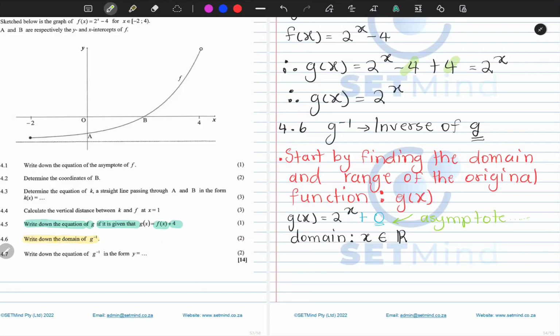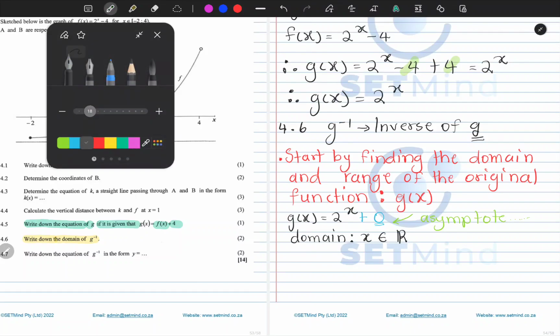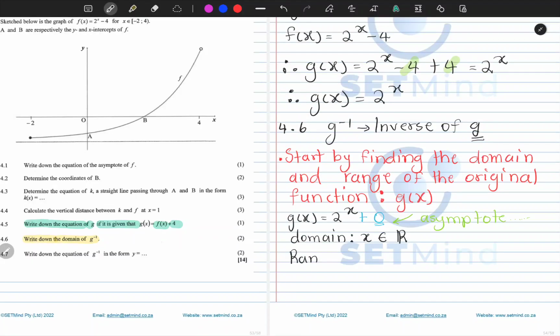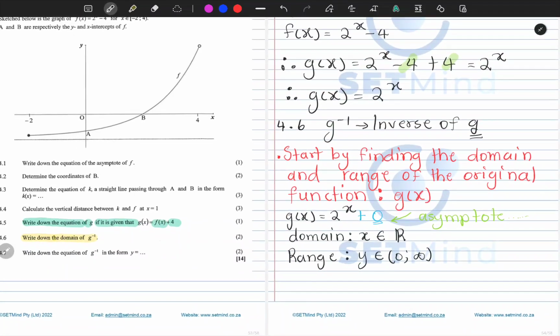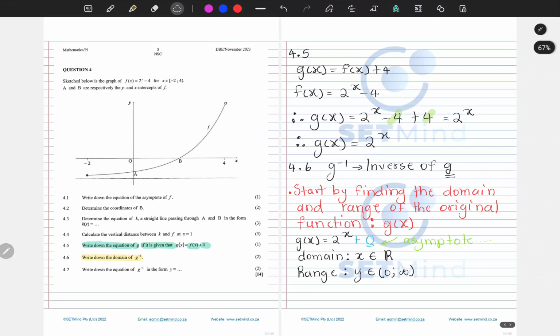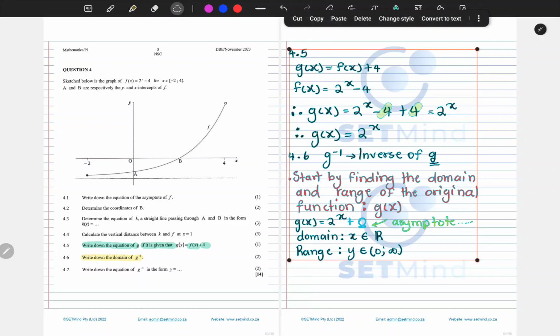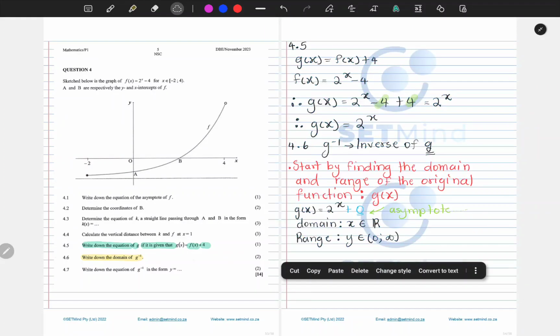And what does an asymptote mean? It means it's a line which we should not touch. So this means that our range, which is the possible y values, will be an element from 0 going up to infinity. This will be our range. And when you now deal with the inverse, it becomes easy, because when you are dealing with the inverse function, the range of the original function becomes the domain, and the domain of the original function becomes the range.